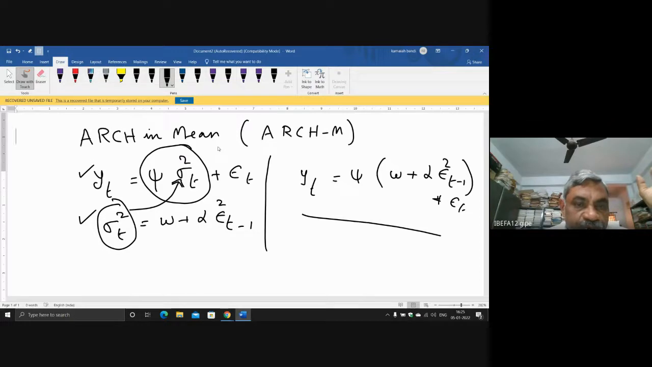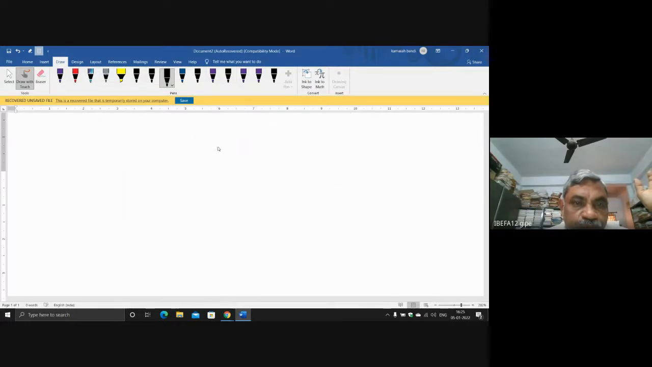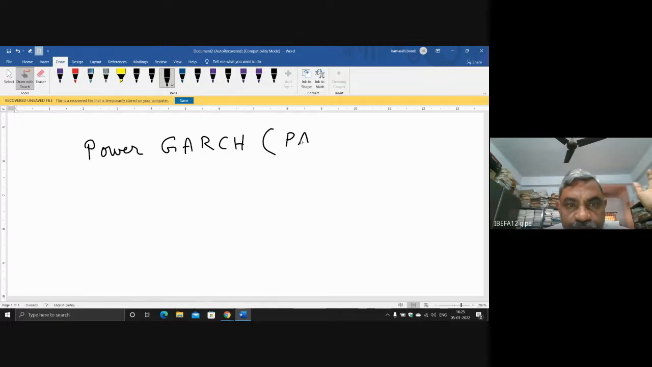And the last point, power Garch. At the idea level, I thought I should tell you this. Abbreviation form PGARCH or P Garch. Okay.